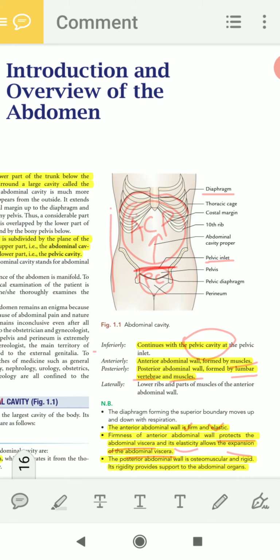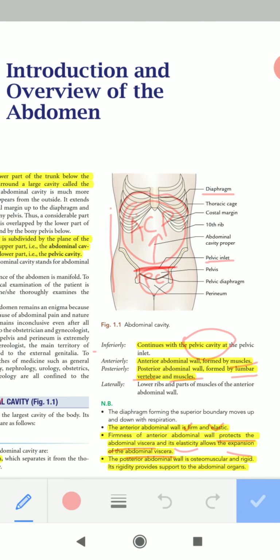And the posterior abdominal wall. The posterior abdominal wall is osteomuscular and rigid, and because of this rigidity it provides support to the abdominal organs. So the anterior abdominal wall is firm and elastic, that means it is expandable, but the posterior abdominal wall is rigid, it doesn't expand.